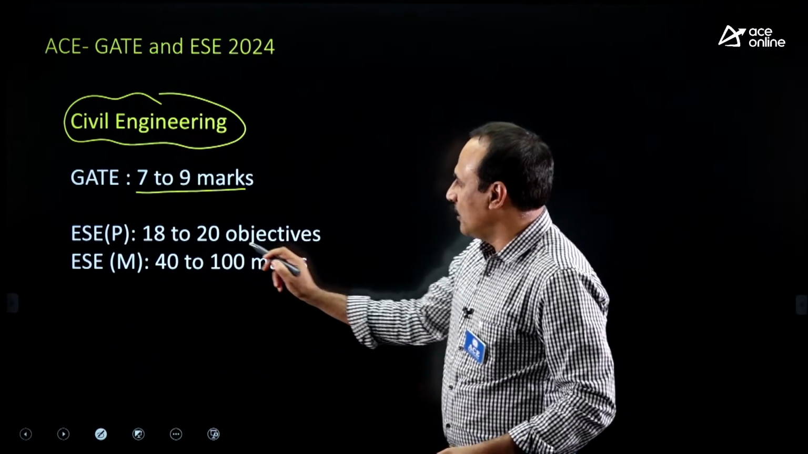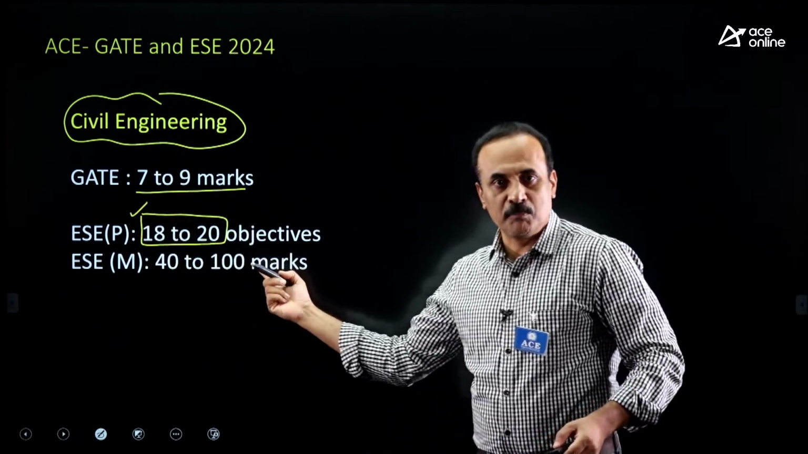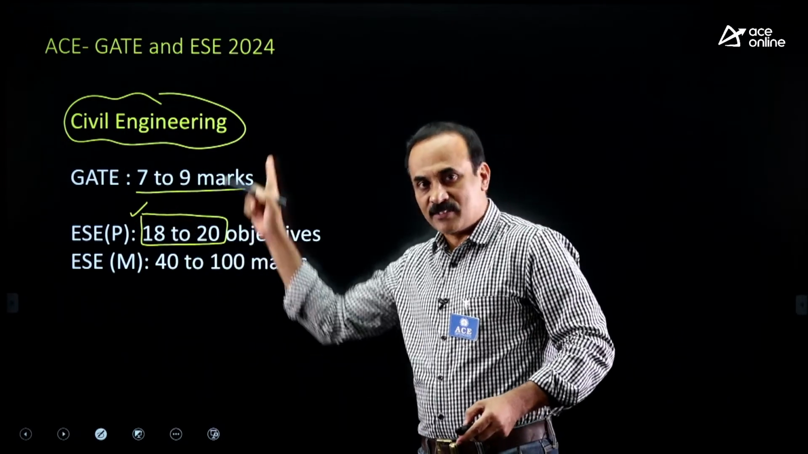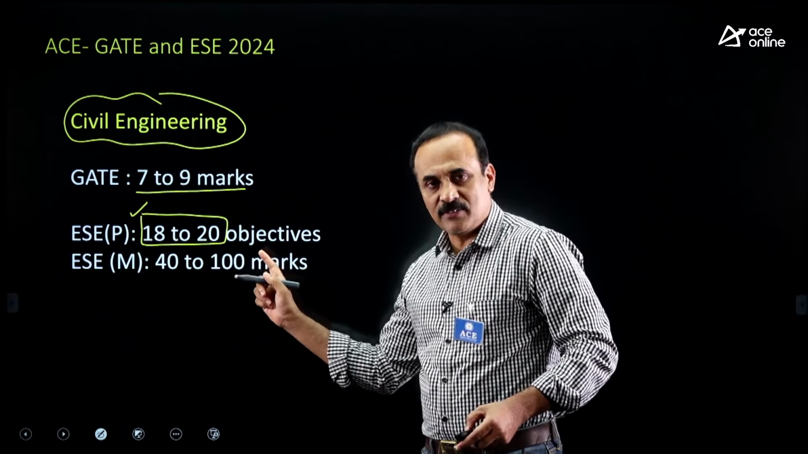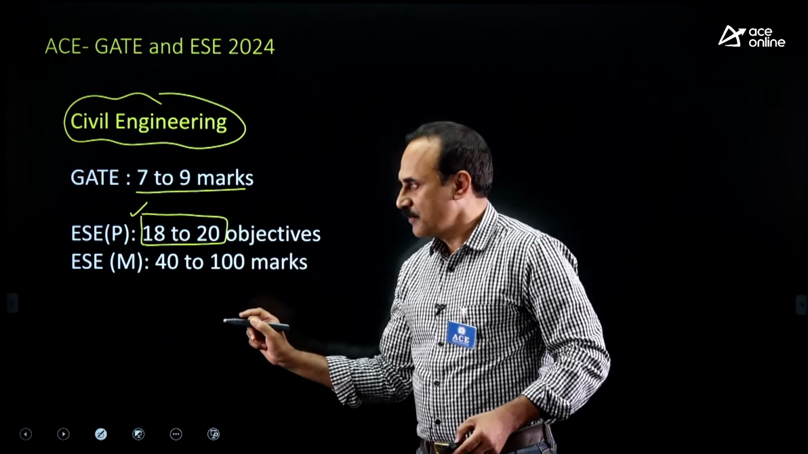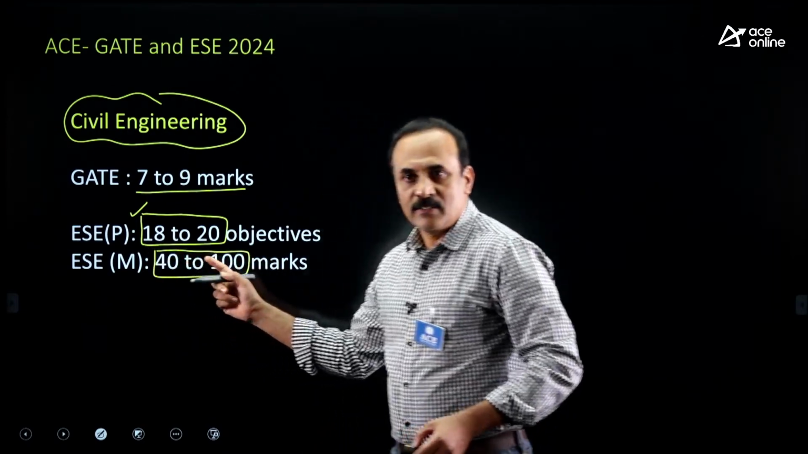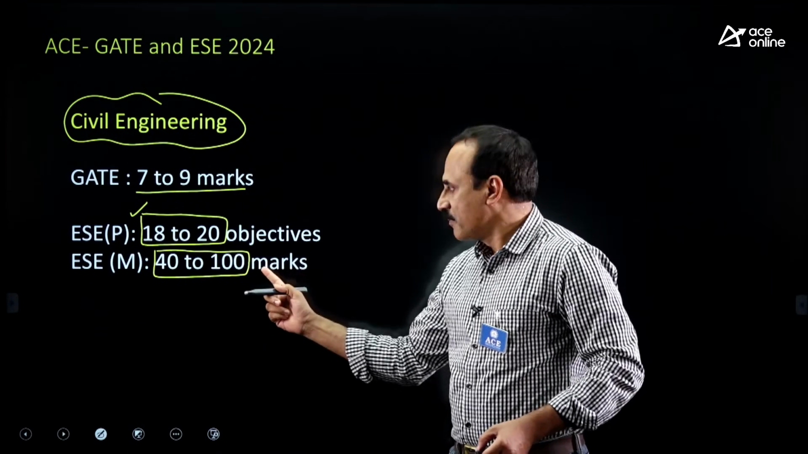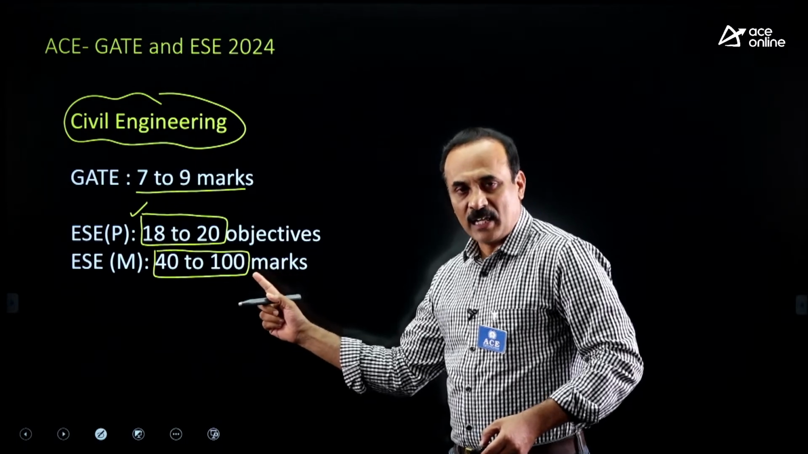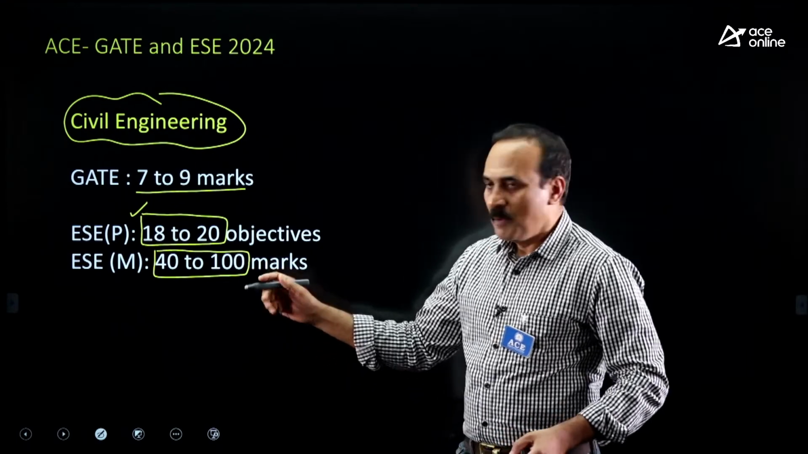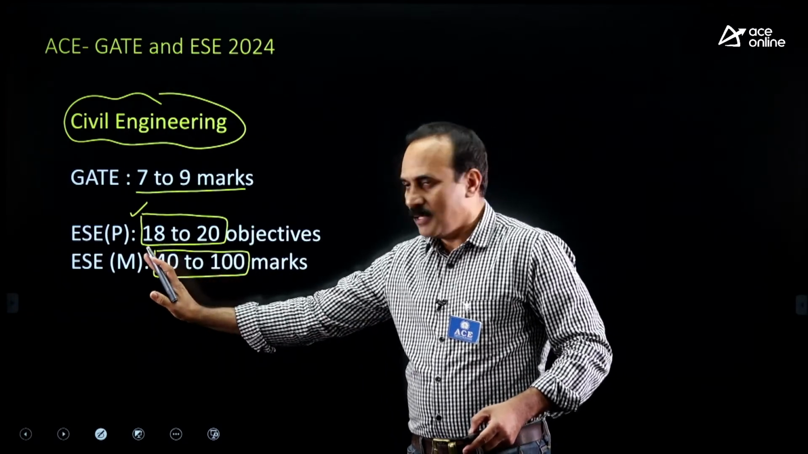Coming to ESE prelims, 18 to 20 objectives, very good weightage for ESE point of view. It comes under paper 1 for civil people. So 18 to 20 objectives out of 150 is a very good weightage. Coming to ESE mains, 40 to 100 marks. In some years, in few years, even the total marks exceeded somewhere around 110, 114 like that. But however, very good weightage will come from ESE.